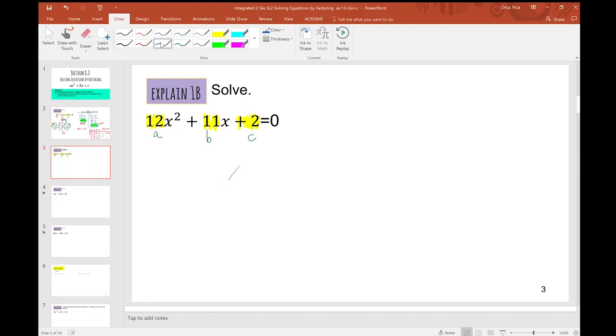Step number 2, let's draw our X. And at the top, we're going to put A times C, and at the bottom, we're going to put B. So 12 times 2 is 24. And at the bottom, we're going to write down 11. So now we need to think of two numbers that will multiply to 24, but will add up to 11. Go ahead and think about it. I'll give you a second.